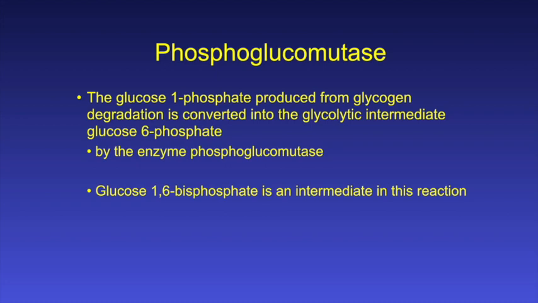Now, what was released was glucose 1-phosphate, okay? And that's what's produced from glycogen, which is not the glycolytic intermediate. We need the glucose 6-phosphate. So let's take a look at that particular enzyme and the mechanism by which it works.